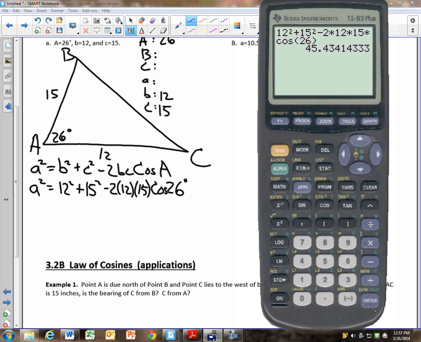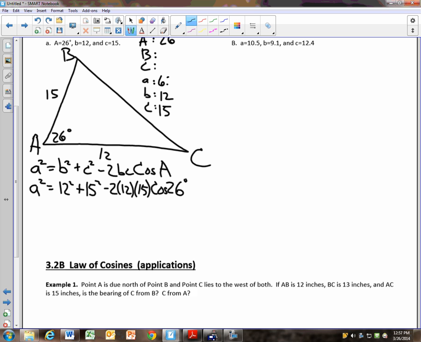And you just type it all in, it gives you 45.43. Is that your answer? No, that's A squared. So what do you got to do? Square root it. Root the answer. 6.74. Does that make sense that you get a side smaller than the other two? Hey, you got a 26-degree angle. Sure looks like it might be reasonable. Okay.